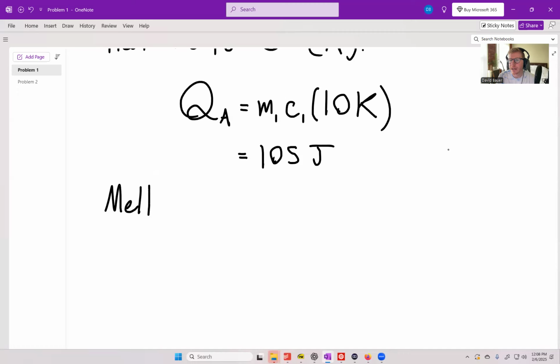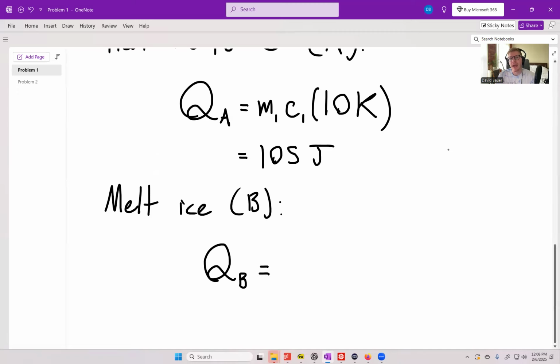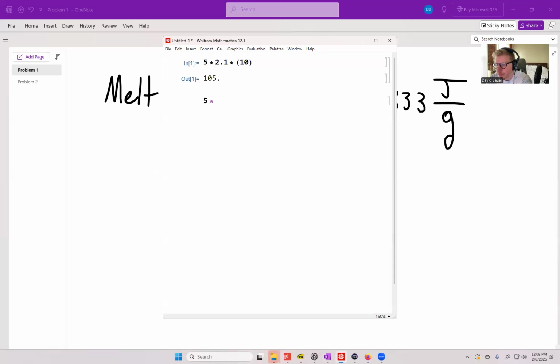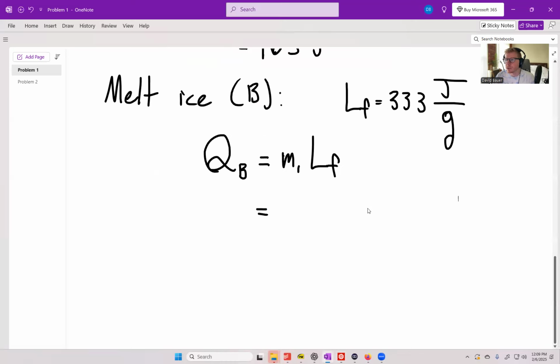Then to melt the ice, step B, we have to add the heat of fusion. So we'll take the mass of the ice times the latent heat of fusion. Okay, that was also given as 333 joules per gram. So I'm just going to take 5 times 333. That gets me 1665 joules.